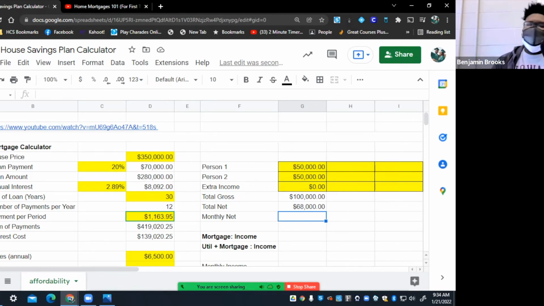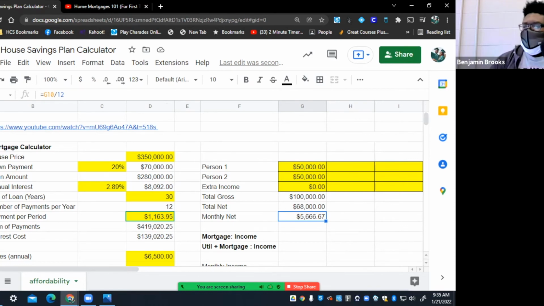So your monthly net, you're going to take this and then divide by 12. So equals your monthly net divided by 12. So you're basically taking home $5,600 a month, which is pretty good.